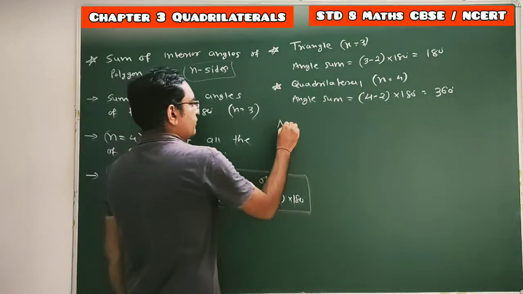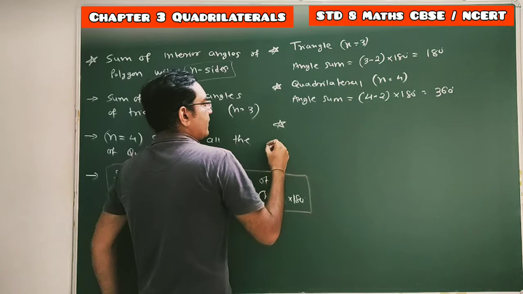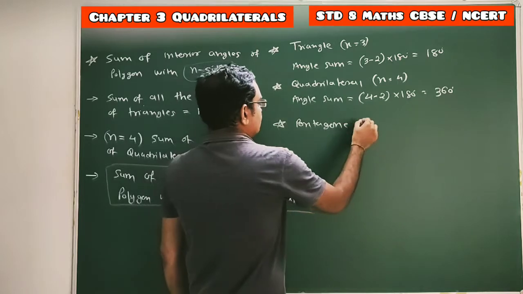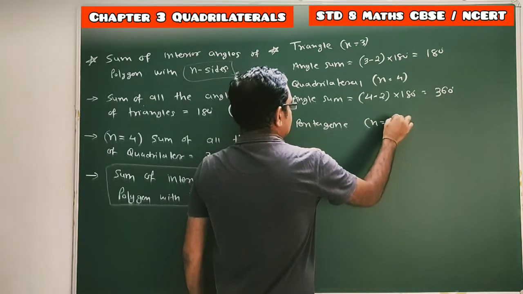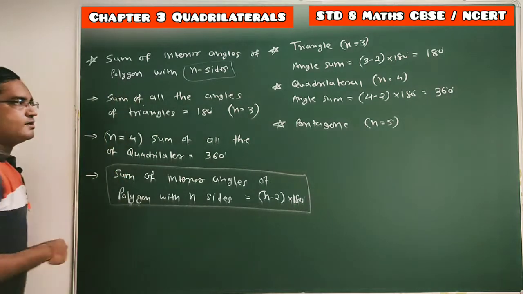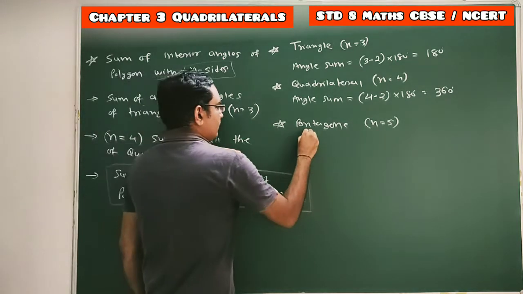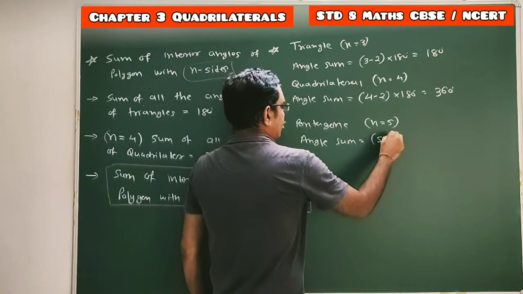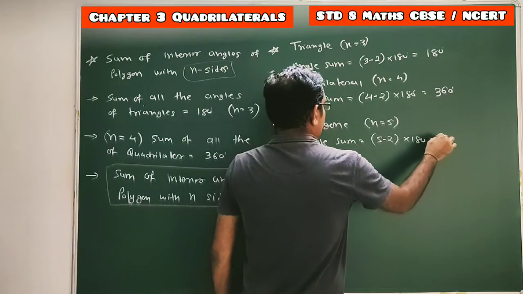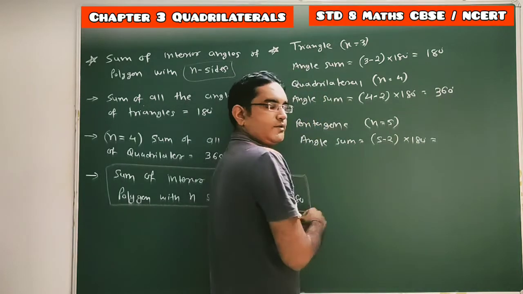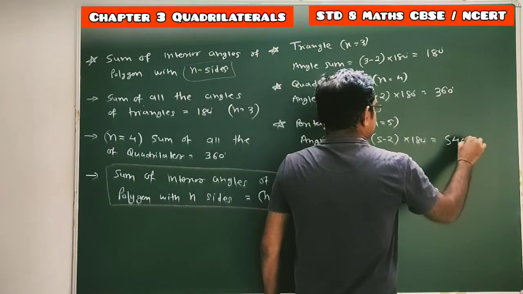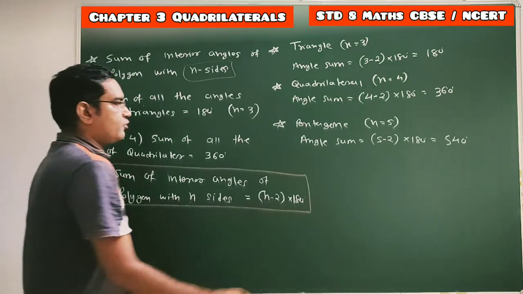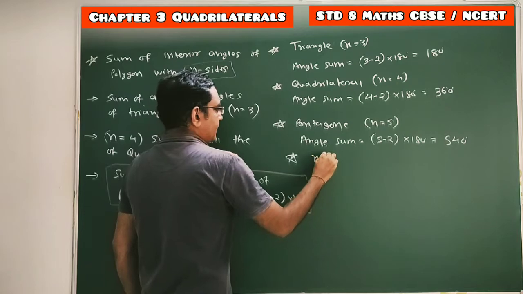Now we can also find the angle sum property for a pentagon. For a pentagon, the total number of sides is 5. So take n equal to 5. What is the angle sum property for a pentagon? It is (5 minus 2) into 180. 5 minus 2 is 3, and 180 threes are 540. Clear?